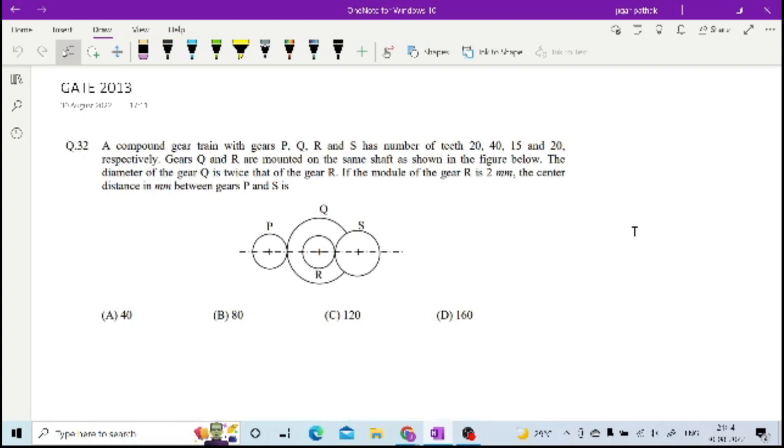Yes, sir. A compound gear train with gears P, Q, R and S has number of teeth 20, 40, 15 and 20 respectively. The gears Q and R are mounted on the same shaft as shown in the figure below. Now the diameter of the gear Q is twice that of the gear R. Then if the module of the gear R is 2 mm, the center distance in mm between gears P and S, that you have to calculate.